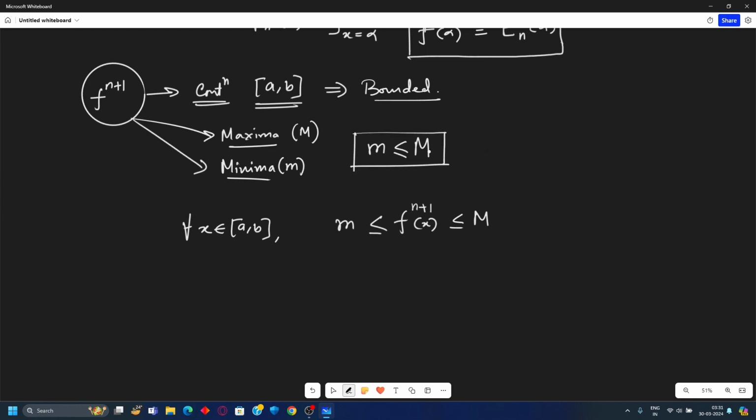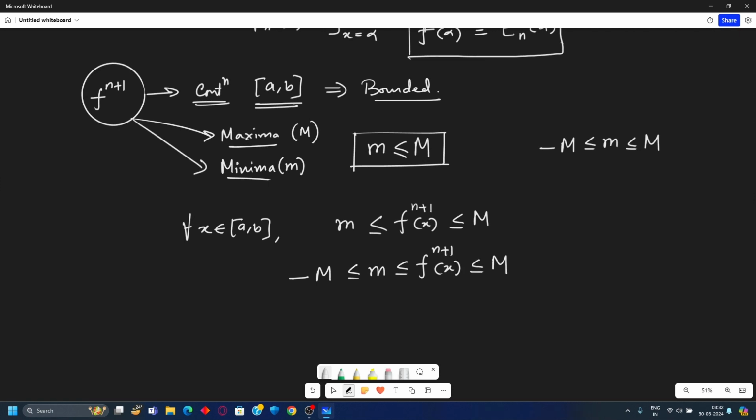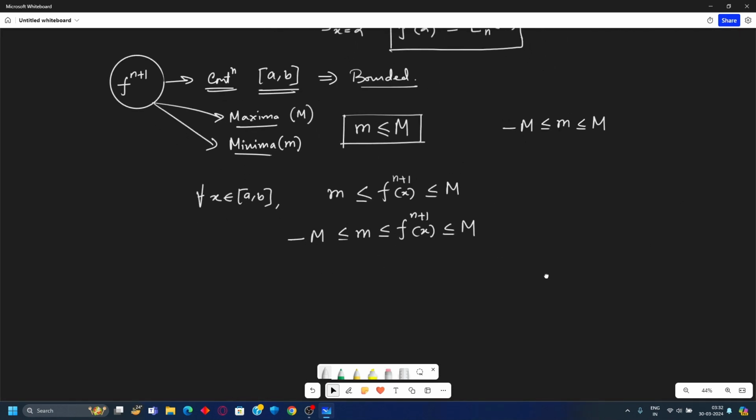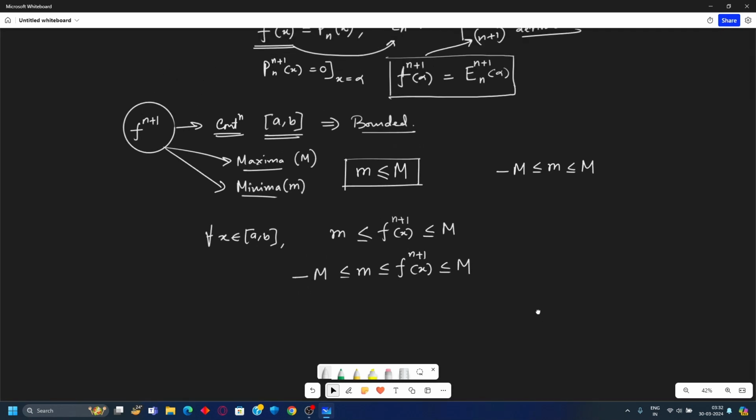Okay, now 1 is smaller than 2. So what about minus 2? Minus 2 should be smaller than 1, right? So with this idea, we can write here minus m should be smaller than m, smaller than capital M. Sounds okay? So we will write minus m less than equal to m less than equal to f n plus 1 of x less than capital M. I think it's okay. Perfect.